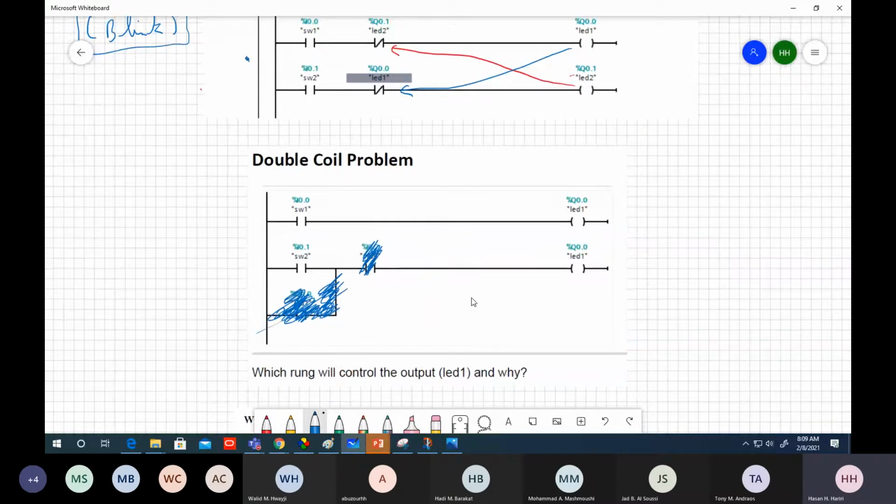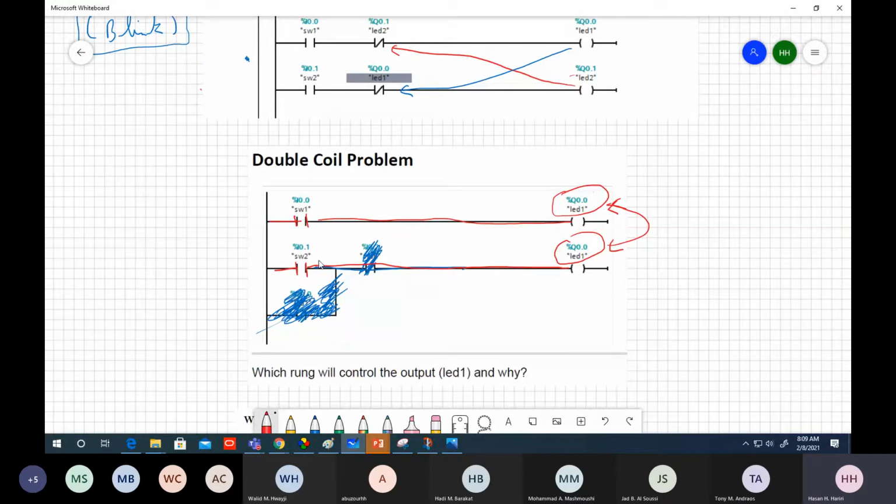The double coil problem, but the problem is simple. Okay, here I have two ranks. Switch 1 connected to LED 1 and switch 2, let me write it, connected directly, maybe in red if you wish, connected directly to LED 2. So I have two switches, one switch and one output, LED 1, and switch 2 also connected to the same output. Okay, look at them, same output. Able to see this is LED 1 and this is LED 1.